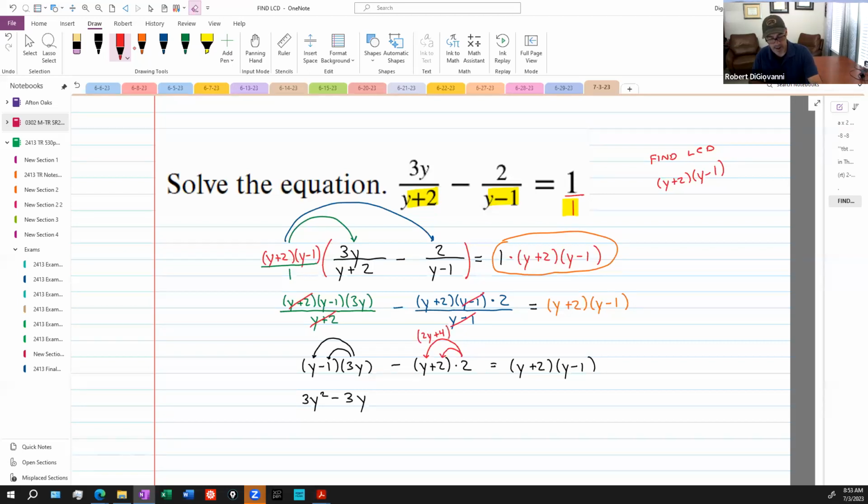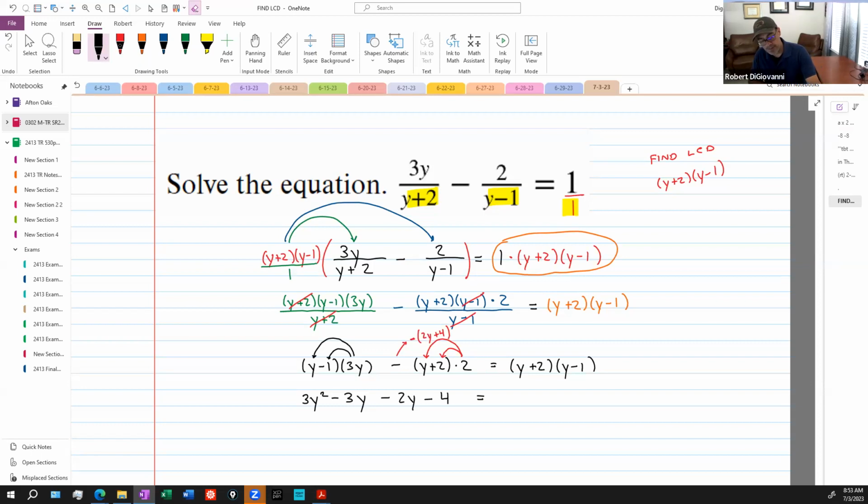But I have to subtract that, right? Which is going to give me a minus 2y and a minus 4. So they both become negative because of that negative sign out front. Be careful, that's a place that a lot of students make a mistake.